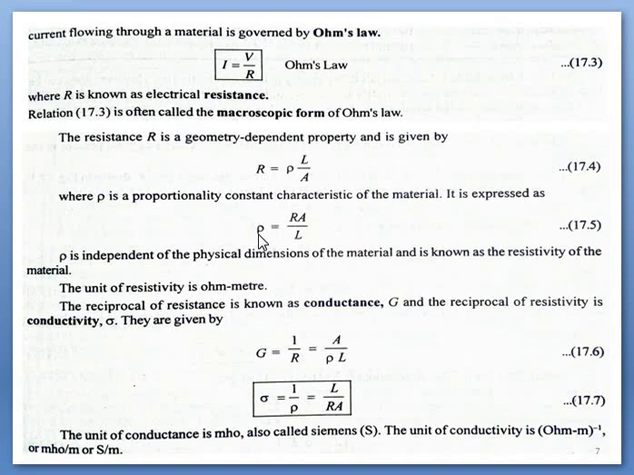The inverse of resistance is called the conductance of a material. By substituting the value of R, rho L upon A, we have G. The inverse of resistivity, 1 by rho, is called conductivity. So the value of rho is kept here, R A upon L. The unit of conductance is ohm inverse, called mho, also called Siemen, represented by capital S, and the unit of conductivity is mho per meter, or in other words, Siemen per meter.